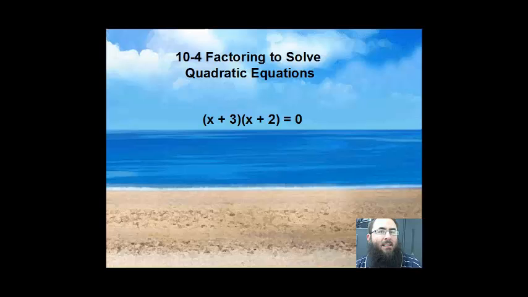We're going to continue with the idea of roots with parabolas. Where does it cross the x-axis? And in this section of 10-4, we're going to have to factor to solve quadratic equations.